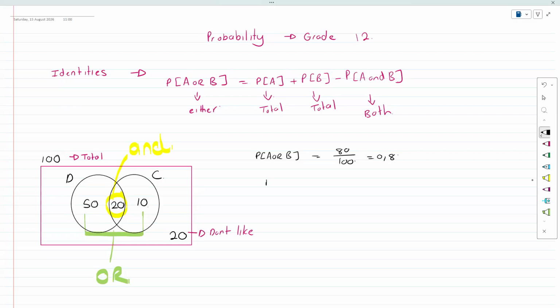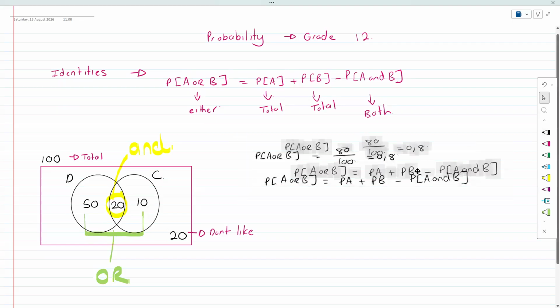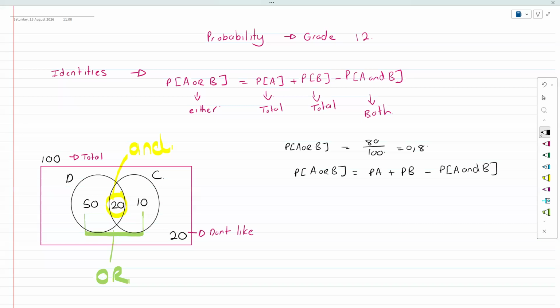But what happens when we want the probability of A or B properly without a Venn diagram? You can take the probability of A plus the probability of B, minus the probability of A and B. What does that mean? We take the probability of A. How many people like dogs? That will be 70 over 100. I'm going to use 0.7, guys. 70 over 100 is 0.7.